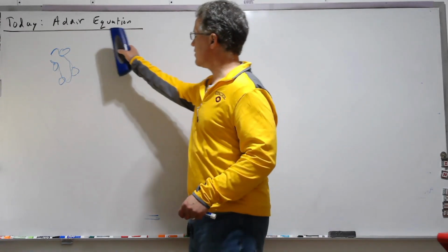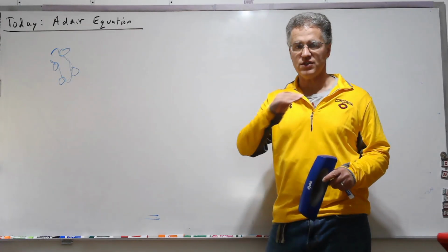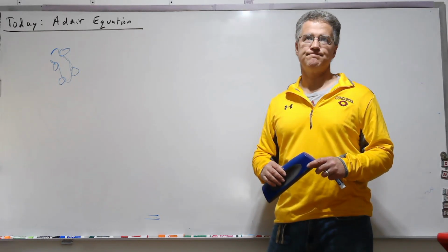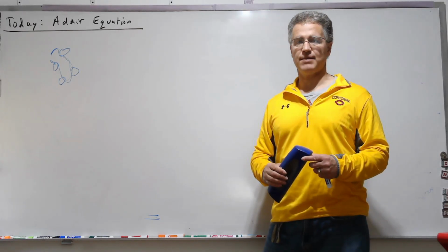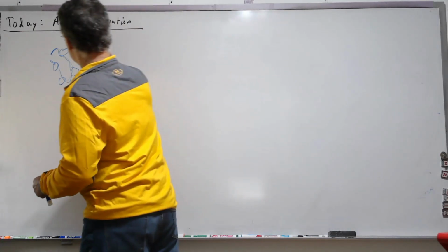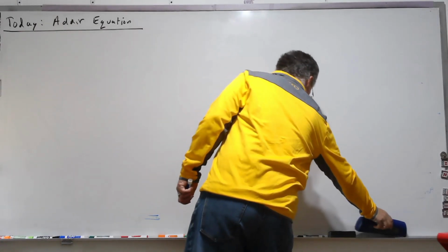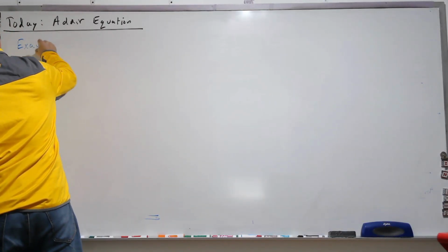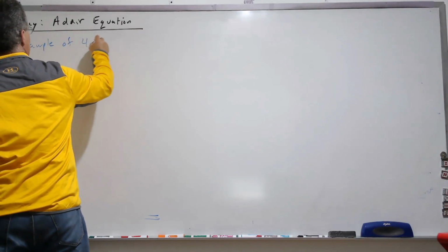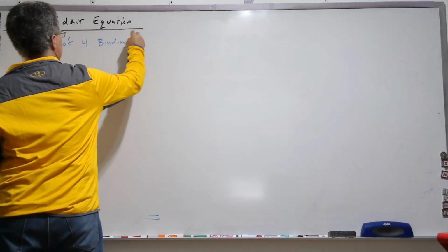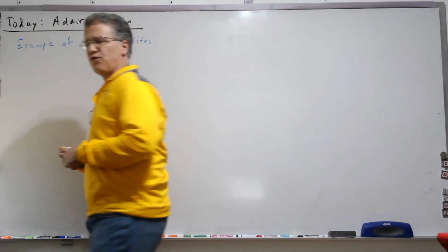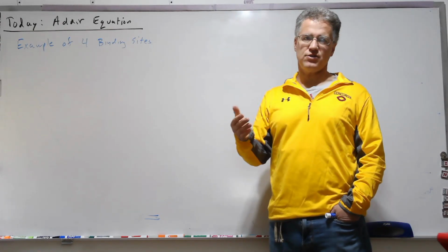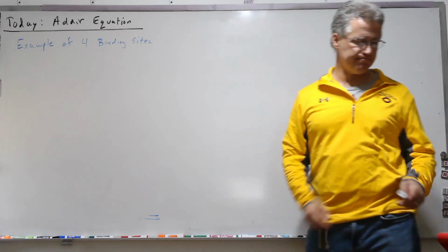Well, the Adair model really goes into the detail of each individual equilibrium and works out, I guess, a generalized version of the Langmuir isotherm for that. So let's go through that for the example of 4 binding sites. We'll use 4 because it's sufficiently complicated that we can see some of the details, but it's still doable in a reasonable amount of time.